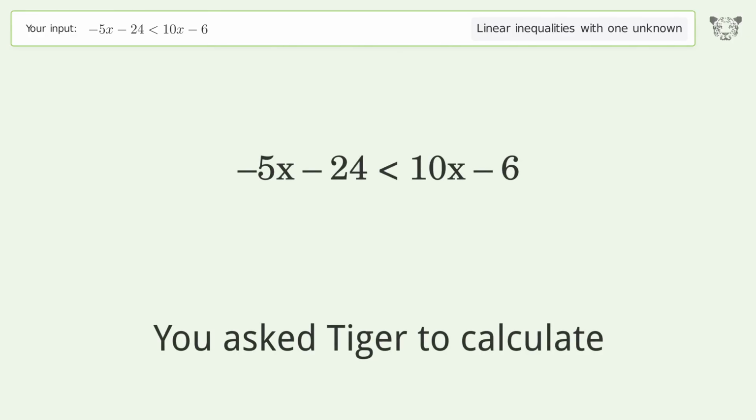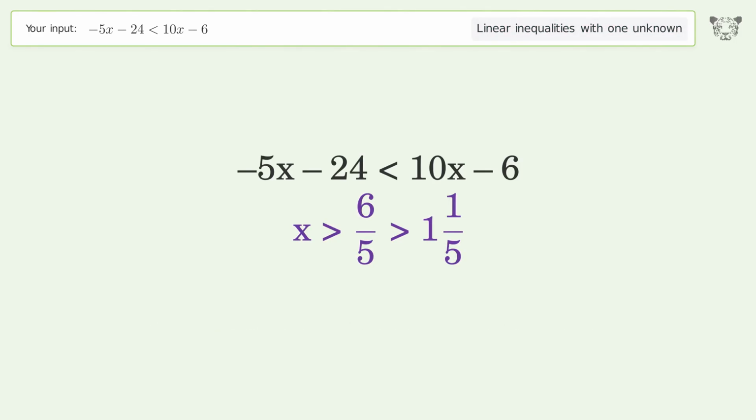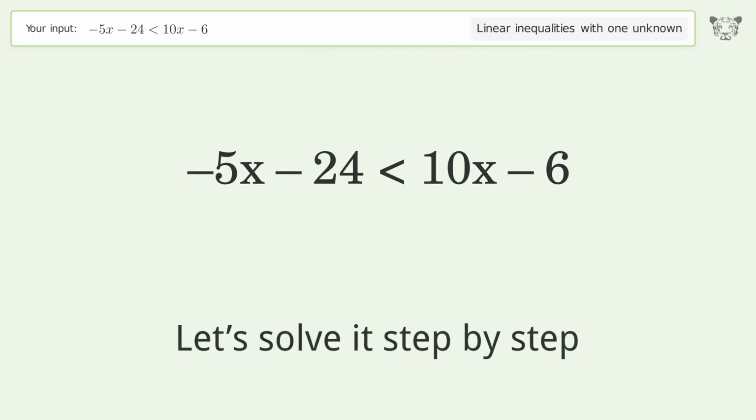You ask Tiger to calculate. This deals with linear inequalities with one unknown. The final result is x greater than -6/5 greater than -11/5. Let's solve it step by step.